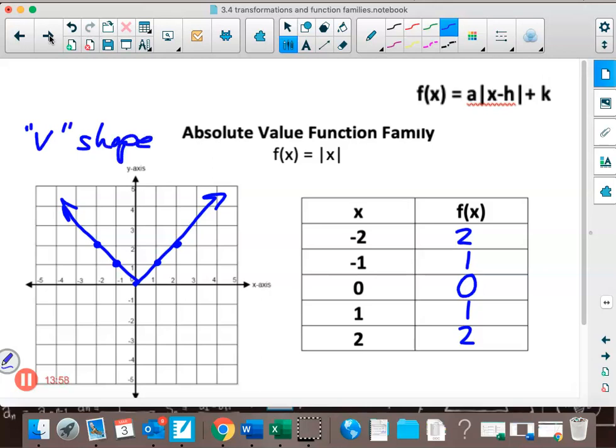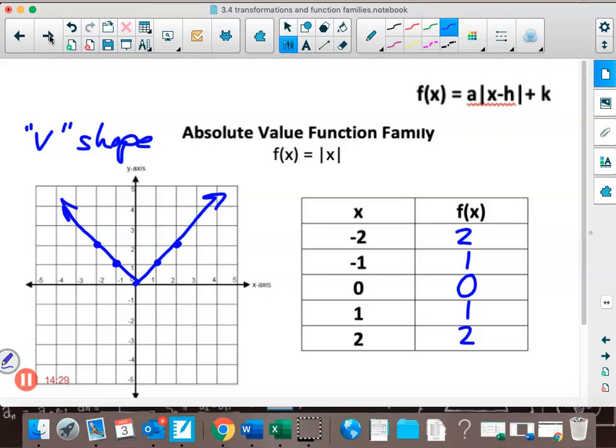Really, this V shape is just two lines put together. This line on the right is y equals x, slope of 1, coming out this way. This line on the left is y equals negative x. If we take y equals negative x and restrict its domain, from negative infinity to 0, and then take y equals x from 0 to infinity, and put them together, we get absolute value of x.